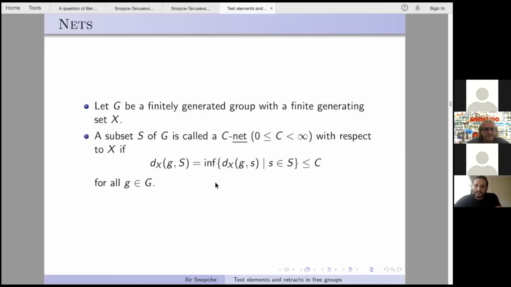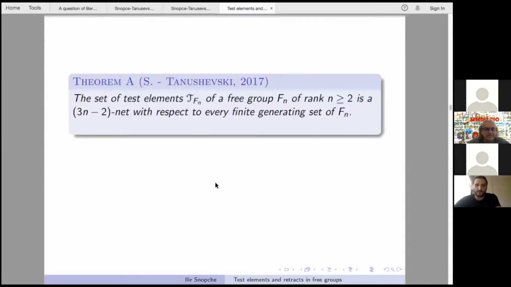So our result, which answers basically the question of Kapovich, Rybin, Shpilrain, is the following. The set of test elements of a free group Fn of rank n greater or equal to 2 is a 3n minus 2 net with respect to every finite generating set of Fn. Okay? And from here, we obtain that the asymptotic density must be positive. So in particular, the set of test elements of Fn has intermediate asymptotic density in Fn.